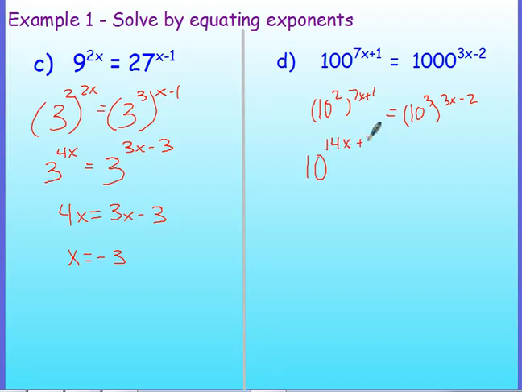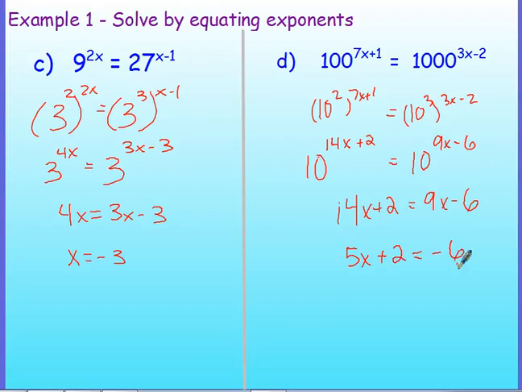14x plus 2 equals 10 to the 9x minus 6. So again, bases are the same. So I have 14x plus 2 equals 9x minus 6. Now what? Subtract 9x from both sides, which would give me what? 5x plus 2 equals negative 6. And then what?